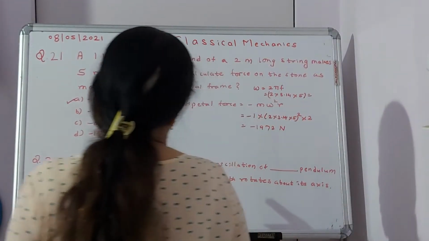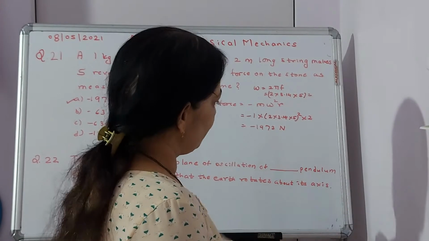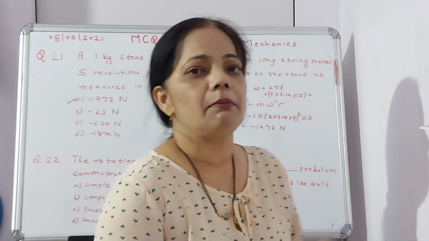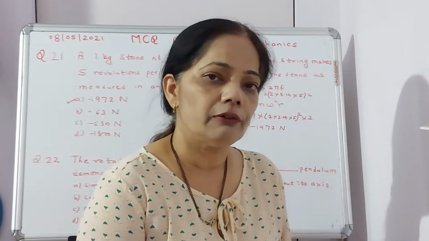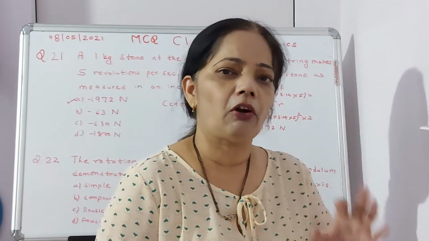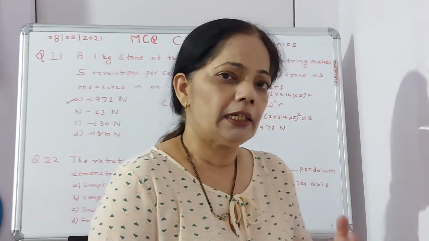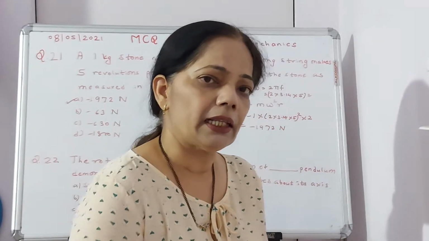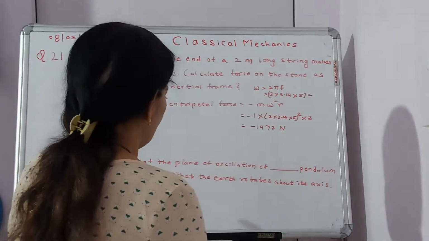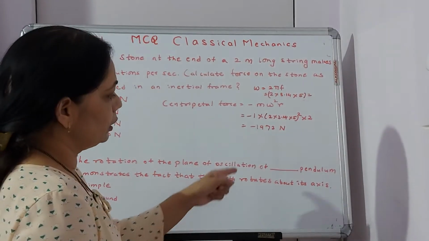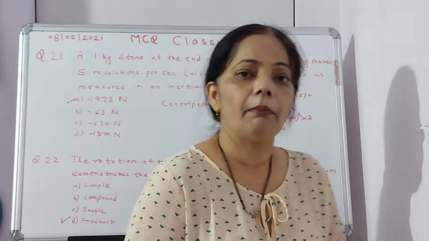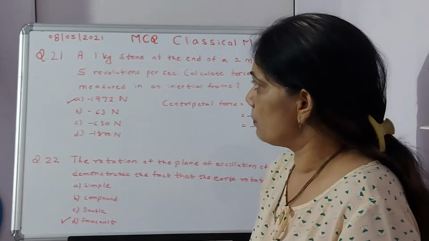Next is: the rotation of the plane of oscillation of dash pendulum demonstrates the fact that the earth rotates about its axis. This is the best possible experiment, observed in Paris, as I mentioned. This is a huge dome in which there is a long wire of around 28 meters, to which we have attached a huge weight, and that keeps rotating. I showed you the video also for that. So over here it's obvious that this proves how the earth rotates about its axis. The answer has to be obviously not a simple, not a compound, not a double, but the Foucault's pendulum only. So this is my 22nd question.